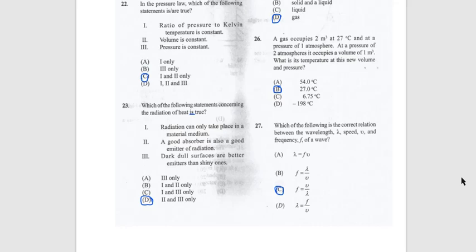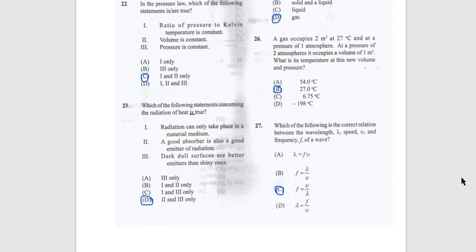The number of moles of the gas would remain constant because we're dealing with the same amount of gas, considering that it's a closed system. So the answer that you should get is 27 degrees Celsius. So because the volume is compensated by the pressure, the change in pressure, the temperature would remain the same.